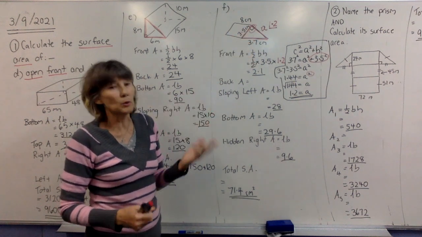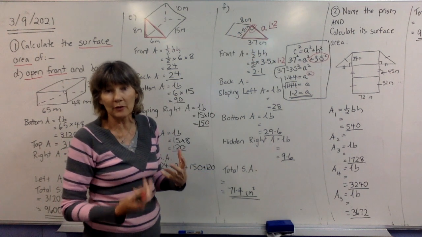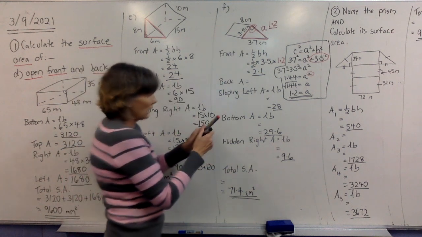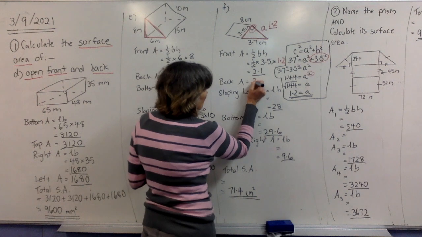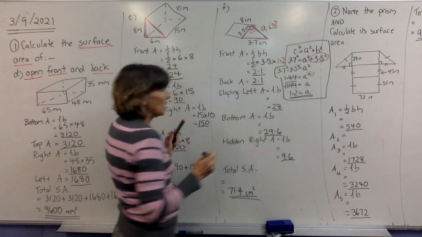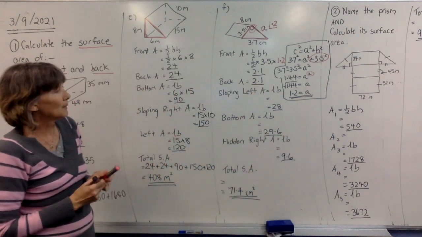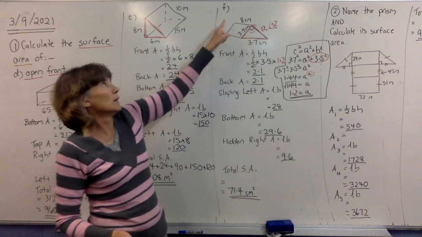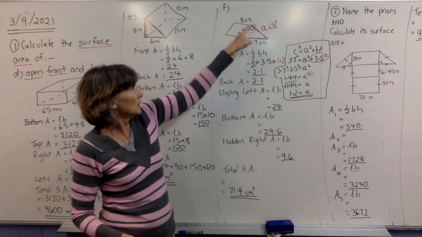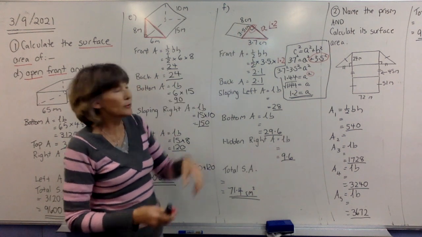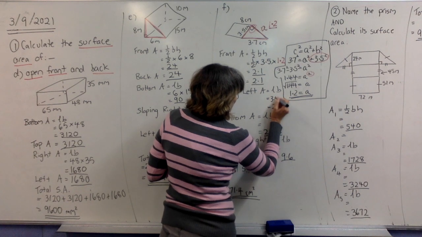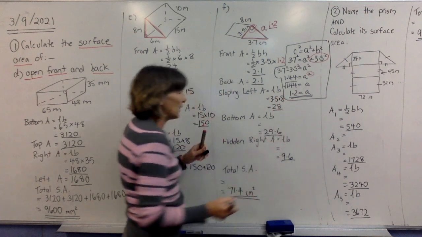So sometimes you will need to be using Pythagoras' theorem to find missing sides. The back area, the back triangle, will be identical because this is a prism. So it's again going to be 2.1. Now the sloping left side is this, we're into the rectangles now. This rectangle here, so its length and breadth are 3.5 and 8. And if you multiply those, you'll get 28.